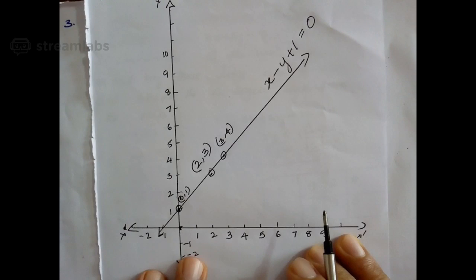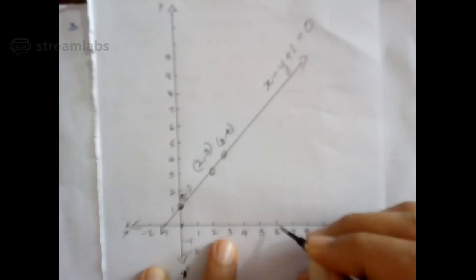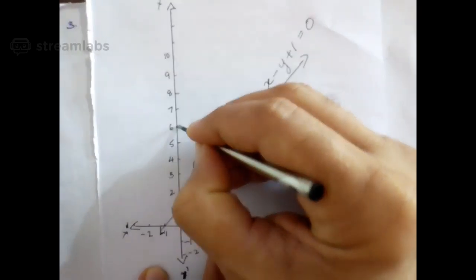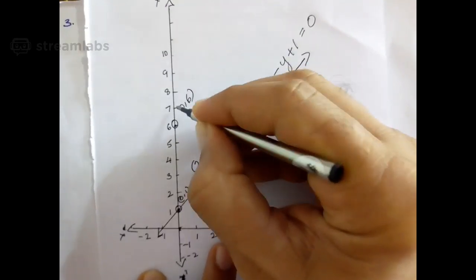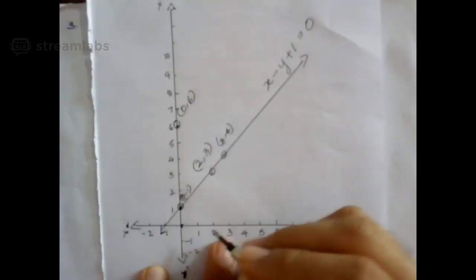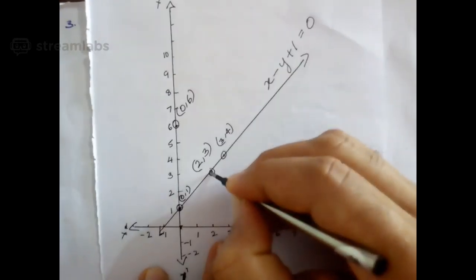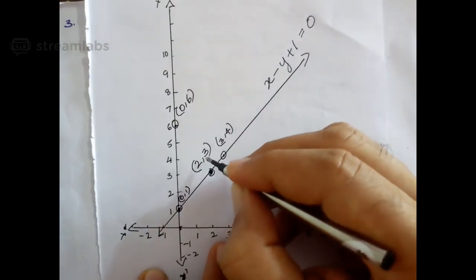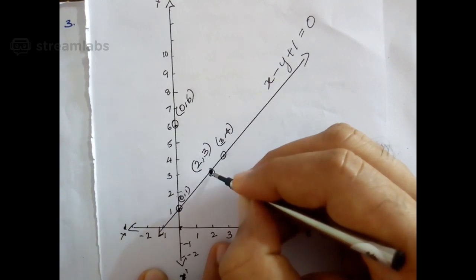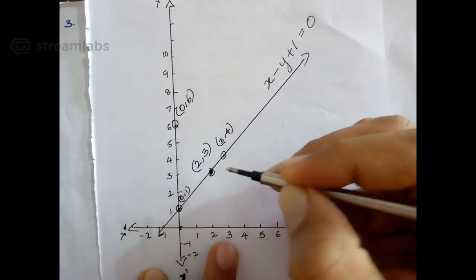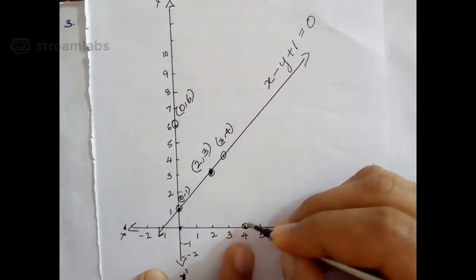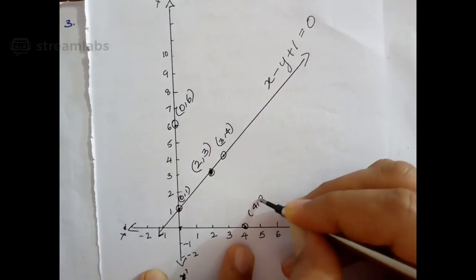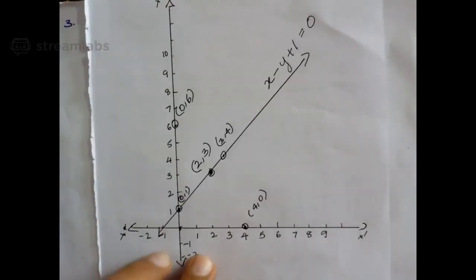Now take the second equation, that is the value 0, 6. 0, 6 comes here. The x coordinate is 0. This is 0, 6. Next 2, 3. It's here only. Both the values 2, 3 for the first equation and 2, 3 for the second equation. It is the intersecting point. Then 4, 0. The x coordinate is 4, the y coordinate is 0. 4, 0. Then join this.